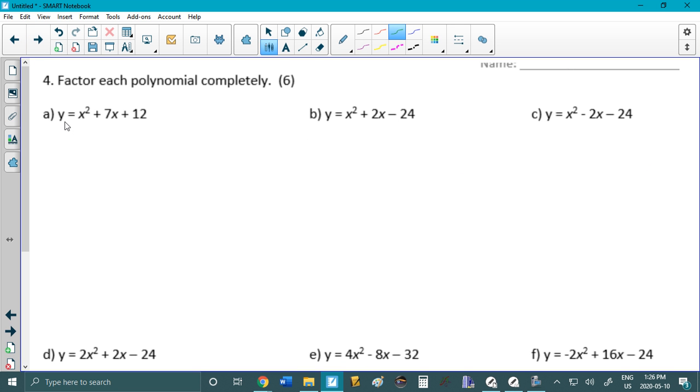All right, moving right along. Now we're into the normal factoring. This is the harder stuff. The first question, we need two numbers that multiply to 12 and add to 7.